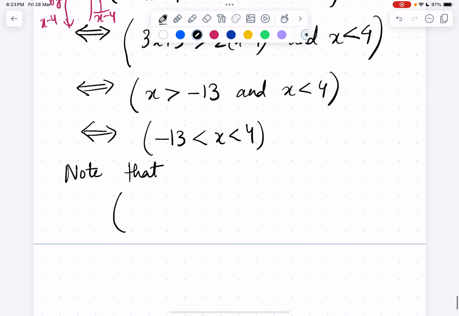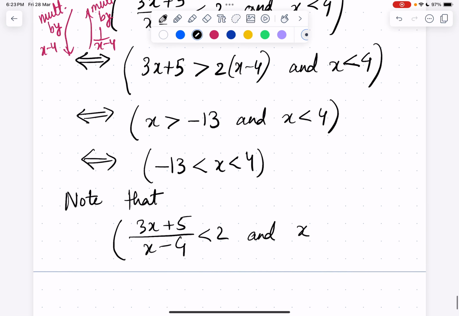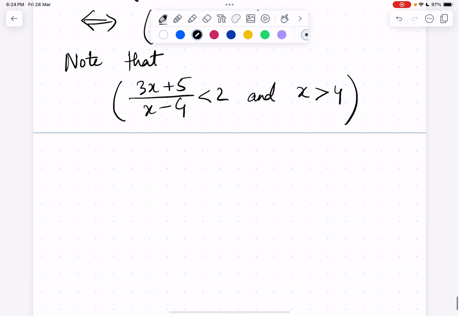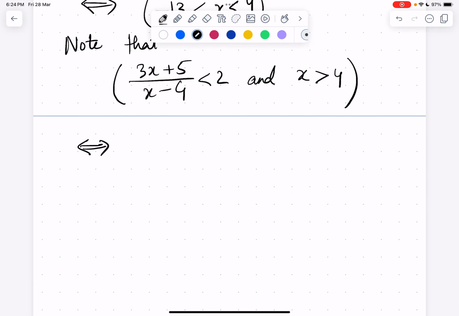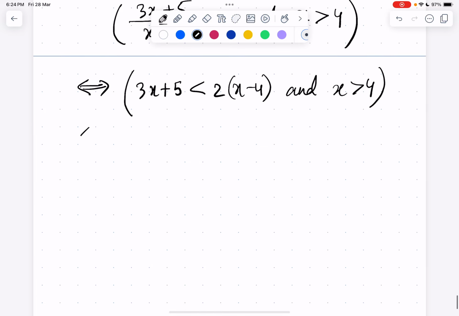Note that for another condition, (3x plus 5) by (x minus 4) is less than 2 will remain the same, and we instead demand that x is greater than 4. Let's say we demand that. Both of these holding can be rewritten as 3x plus 5 is less than 2 times (x minus 4) and x is greater than 4. So this can be rewritten as x is less than minus 13 and x is greater than 4.